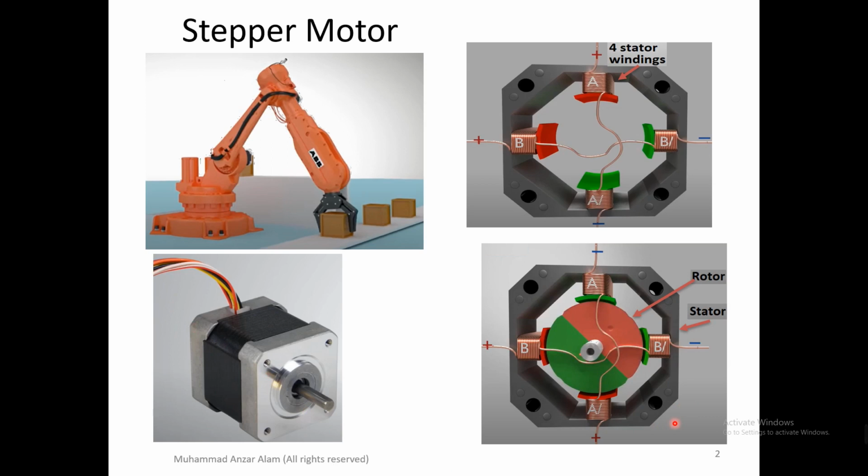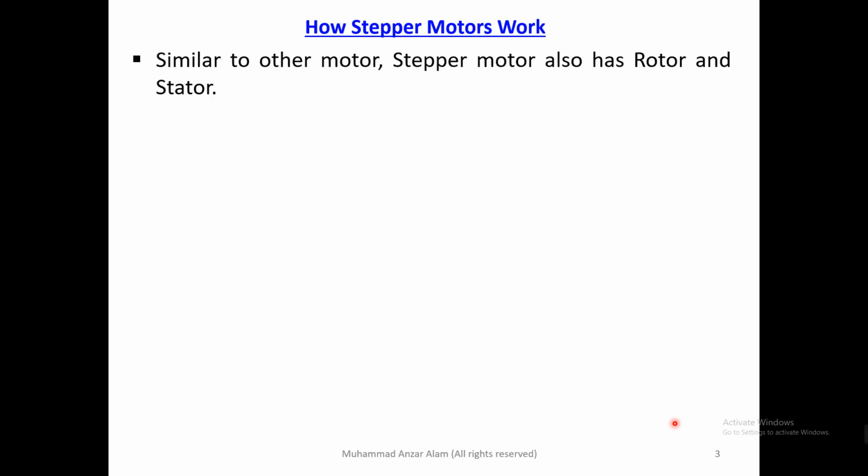Because in this lecture we have to understand how a stepper motor can be operated by a microcontroller, we will use a very basic example. Okay, now how does a stepper motor work? We have seen something, but we have to say something similar to other motors. A stepper motor also has a rotor and a stator, as we have seen in the last slide.